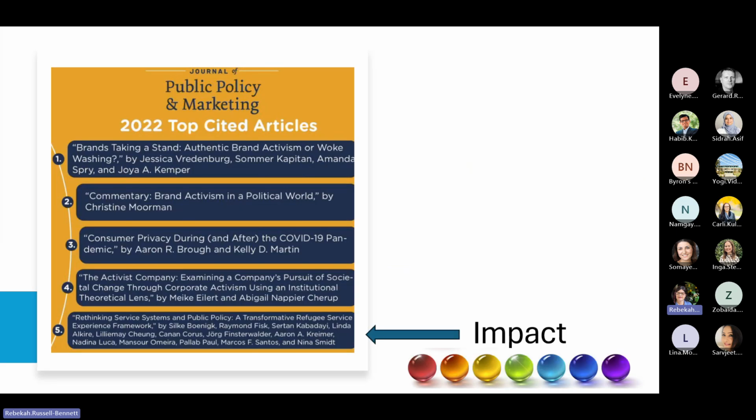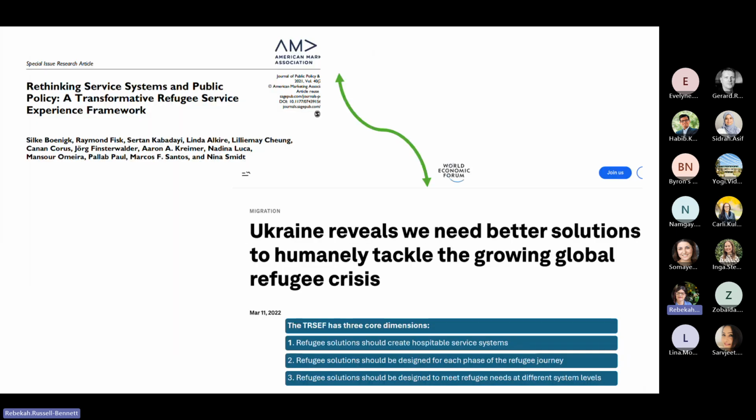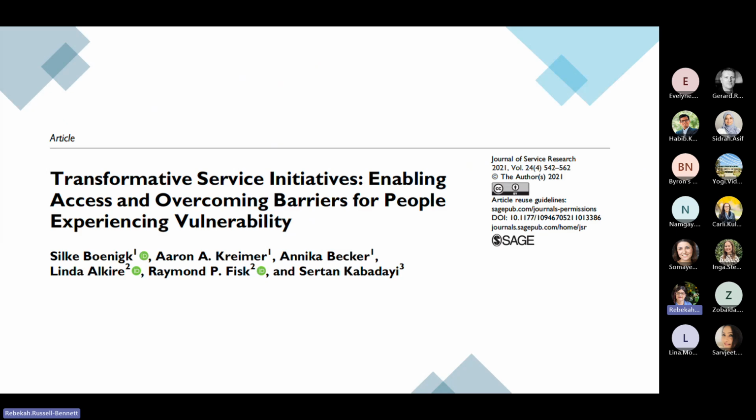And the paper was very, very well received. It was one of the top cited articles in the Journal of Public Policy for 2022. We were able also to translate it into a World Economic Forum article after that, addressing the Ukrainian refugee crisis at that time. It also led to another research paper in JSR that received the Best Paper Award for that year, where we introduced the concept of transformative service initiatives. And it's all built on that refugee work that we were doing.